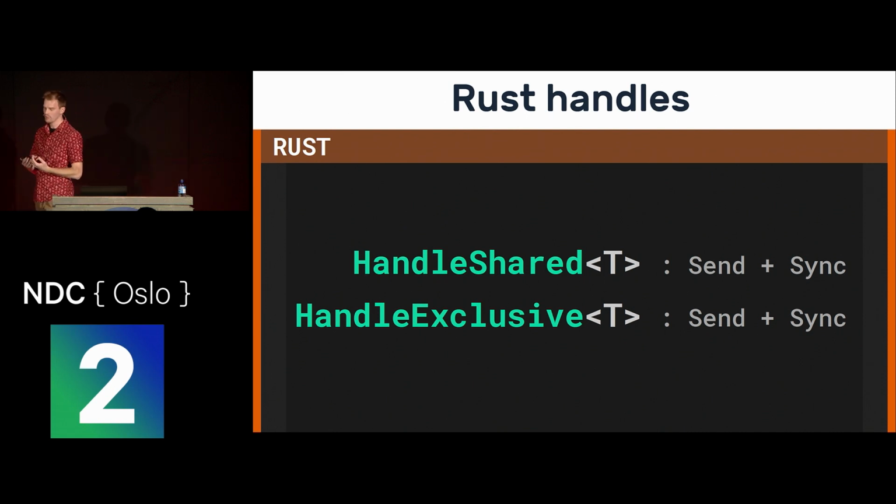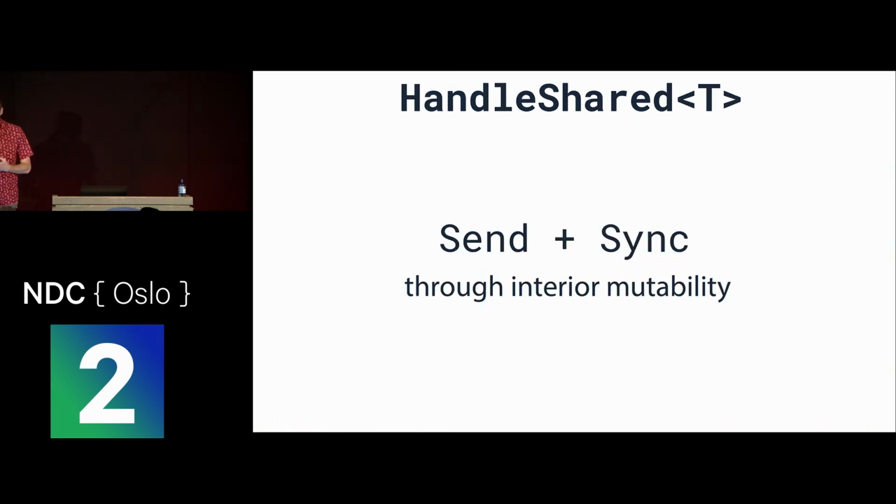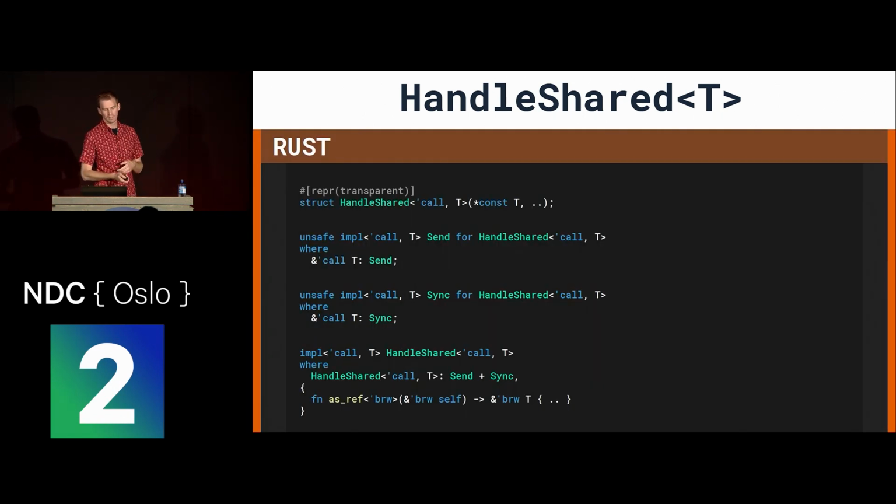And that leads us to two different handle designs that achieve these bounds in different ways. So we'll look at HandleShared first. It achieves Send and Sync through interior mutability. So what that means is that it's just a simple pointer. It relies on the underlying value being Send and Sync. It doesn't add any semantics of its own. This is kind of what it looks like. It looks a bit like a ref, but there are some impls here.